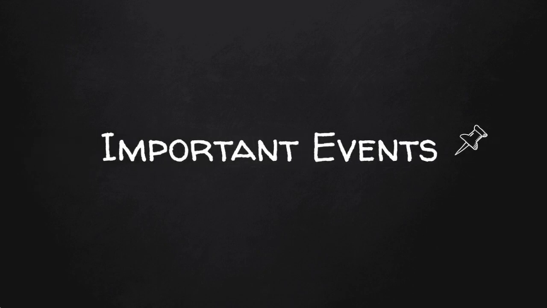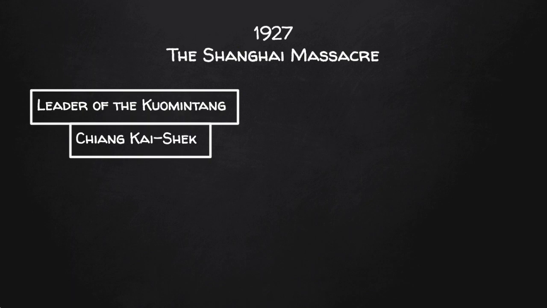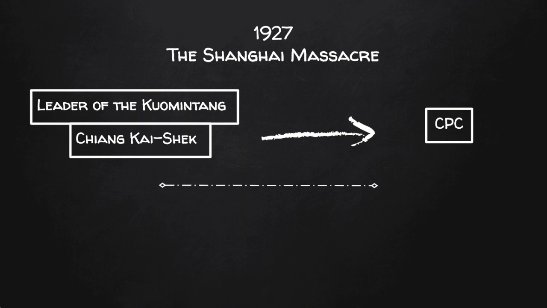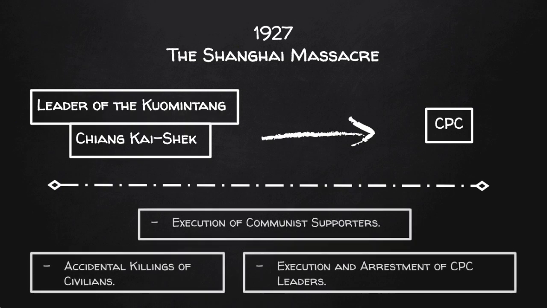Important events. The Shanghai Massacre. In 1927, Chiang Kai shek, leader of the Chinese Nationalist Party, led an attack on the CPC. This is nowadays considered to be the breaking point of the Chinese Civil War. The attack had many consequences, such as the execution of many communists and their supporters, accidental killings of civilians, and executions and arrests of the CPC leaders.